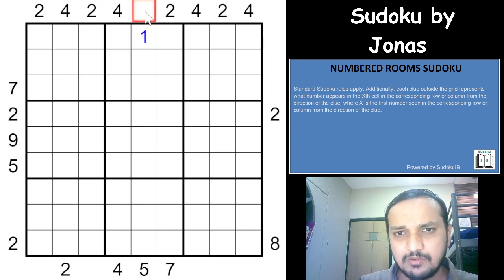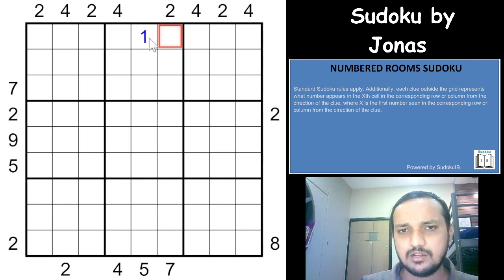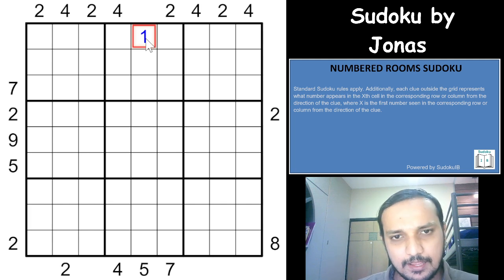If at all you have a number 1 here, you can place the number 1, or if you have a number 1 here, you can place the 1 here, right? But apart from that, there is no other place you can place a 1 in the first cell if you have any other number outside the grid, right? So that is one of the basic tricks again.